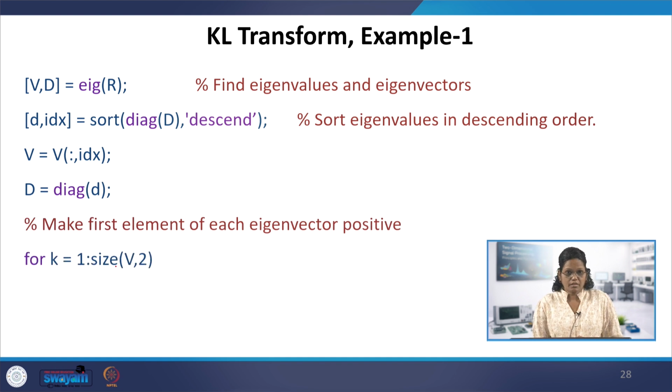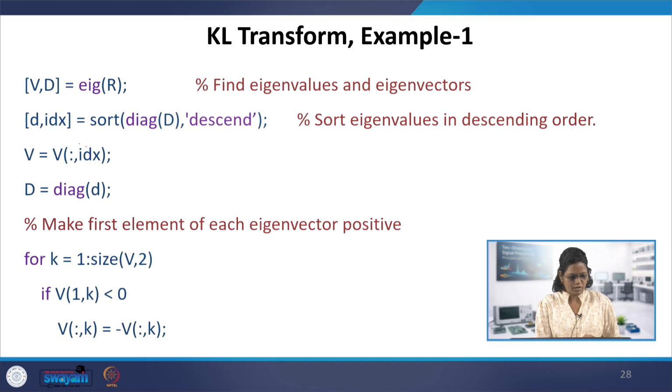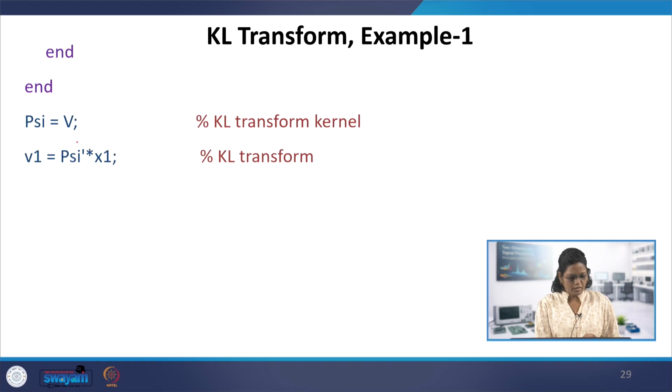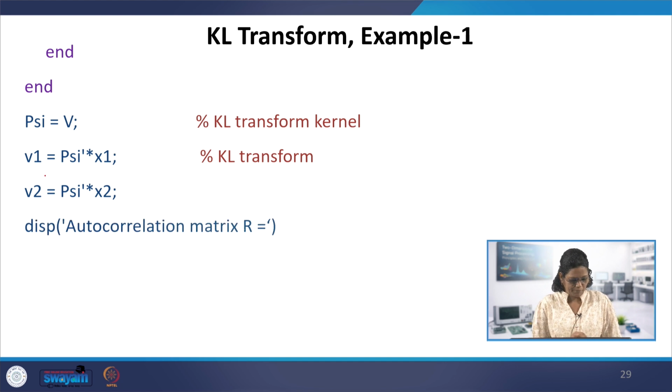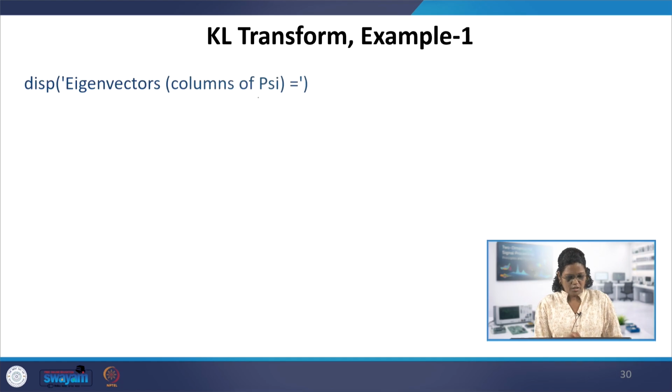After the resizing, this stage is the important one: psi is equal to V. The psi matrix, the kernel, is nothing but the V we obtained from here, the eigenvectors of the lambda we got. Then we get the KL transform: psi transpose x1 and psi transpose x2. The two vectors x1 and x2 give v1 and v2 separately. We can plot all of them or display them. This is the way the transform is done.